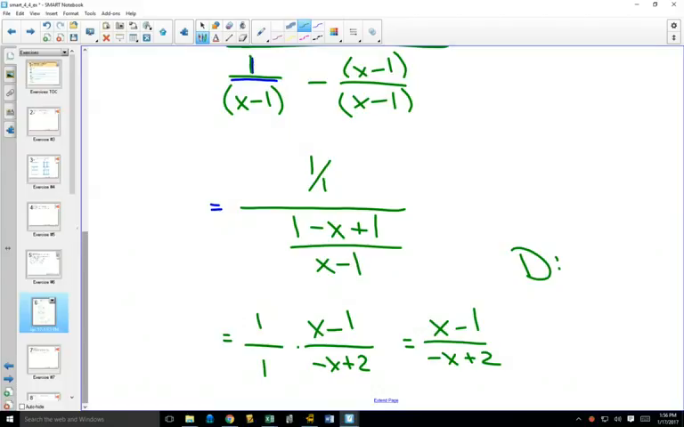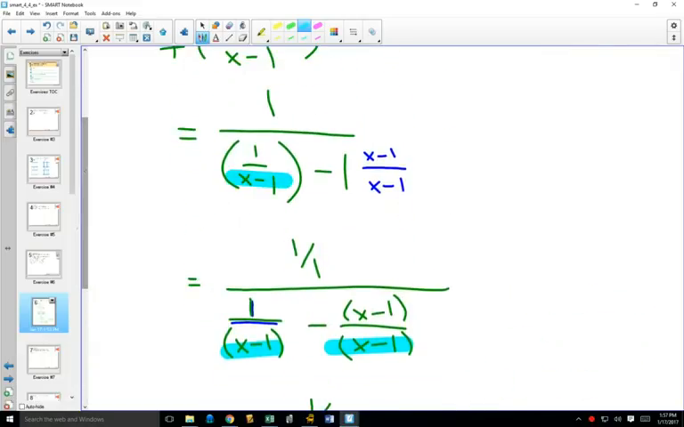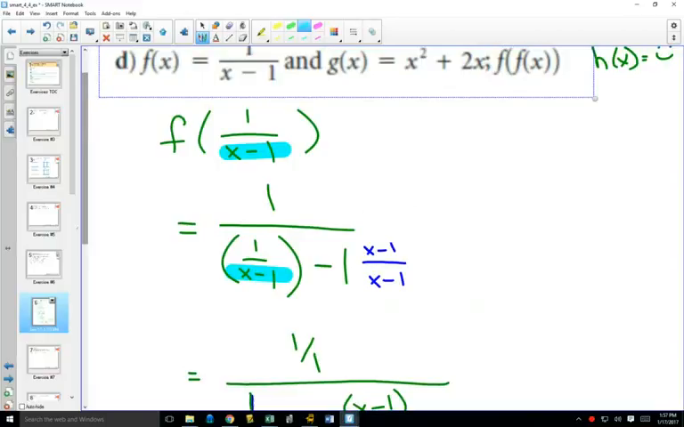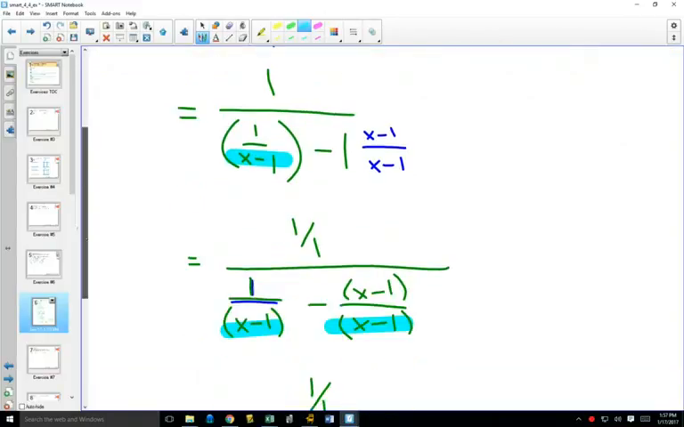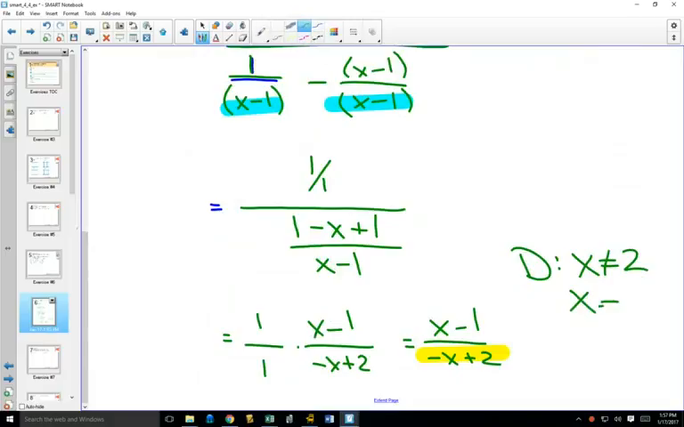Now to figure out our domain for this one, do we have any non-permissible values? Yes. X can't equal 2. And so most people stop at this point because they see on the bottom that x can't equal 2. But you have to check everywhere in your function that you've divided. So if we go back, there's a lot of places we're dividing by other things. There we're dividing, here we're dividing. So we have to include that as well. So we also would write that x can't equal 1.